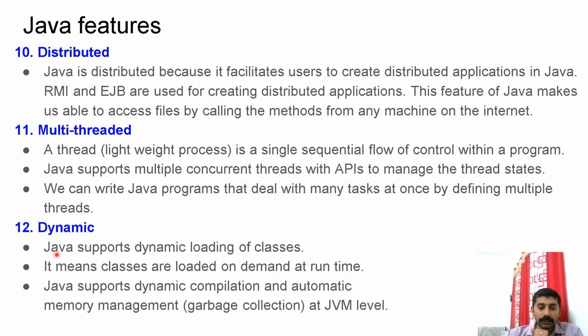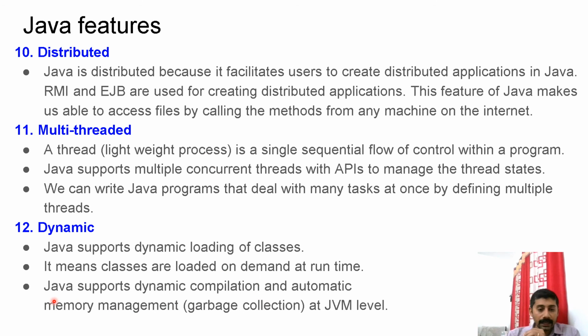Dynamic. Java supports dynamic loading of classes. That means classes are loaded on demand at runtime. All the classes won't be loaded in the beginning; classes will be loaded only when they are actually required at runtime. Java is intended to run on resource-constrained devices like embedded devices. If you have to load all the libraries in the beginning, your system would need more memory. Java goes by on-demand loading, so it supports dynamic class loading.